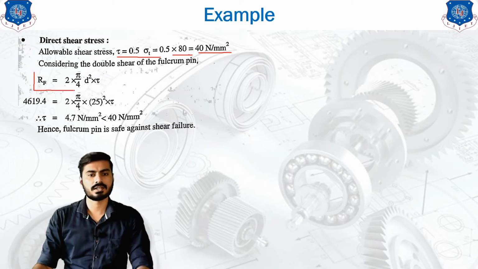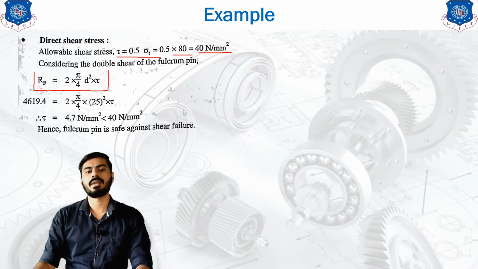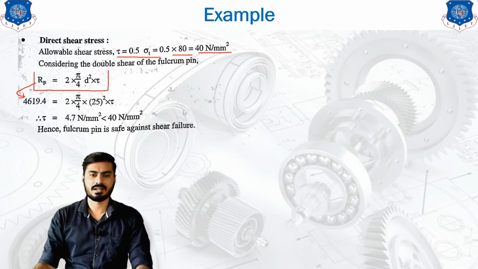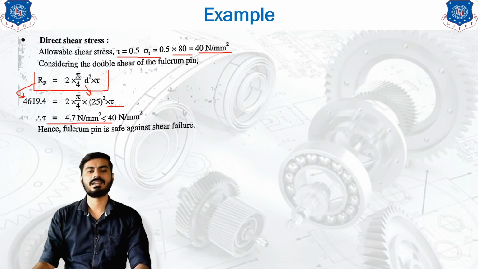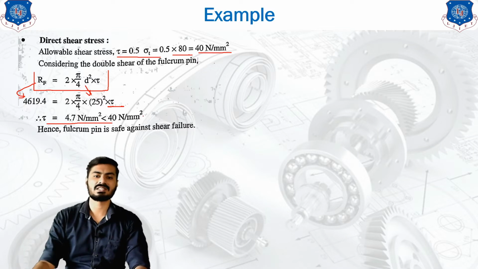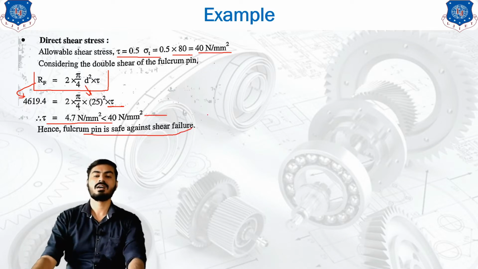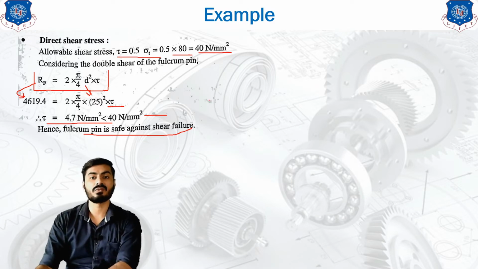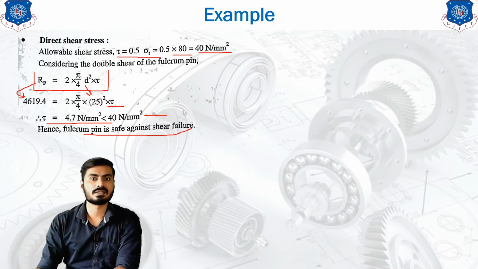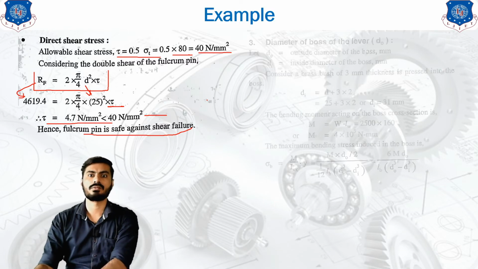Now the equation of shear stress is this. If you apply the value of RF from the previous slide and the D from the previous slide, then you can directly calculate the value of tau. That value of tau comes out to be 4.9 Newton per mm square, which is less than 40, and that's why the fulcrum pin is safe against shear failure. So our assumption was safe here. We have taken some risk, and our risk turned out to be fruitful.